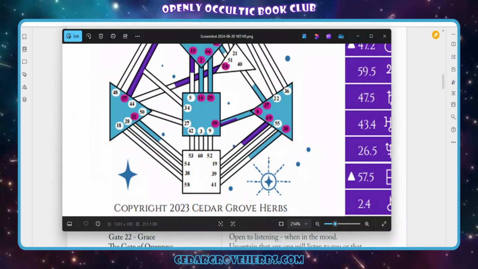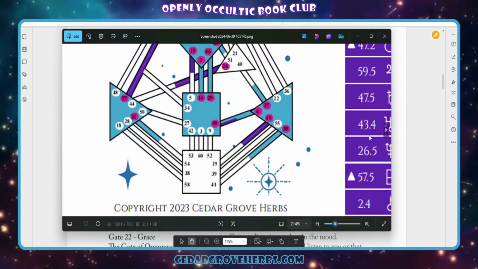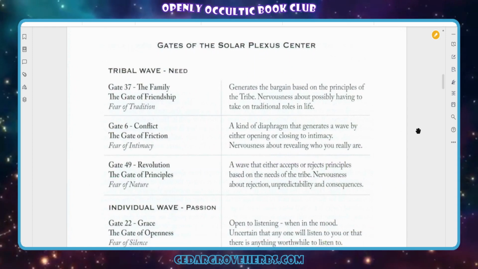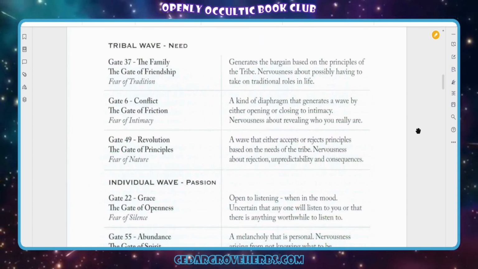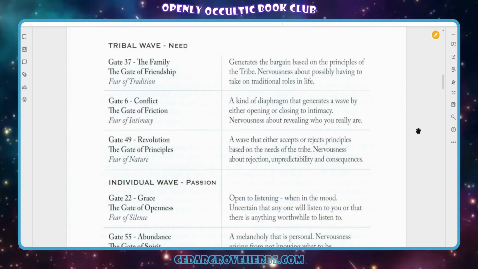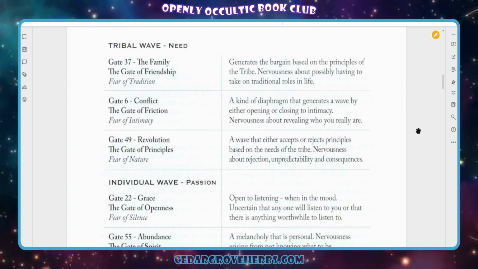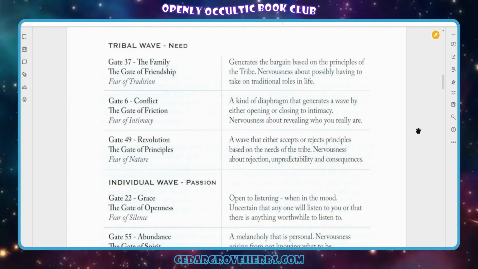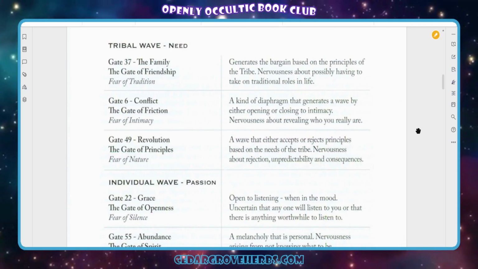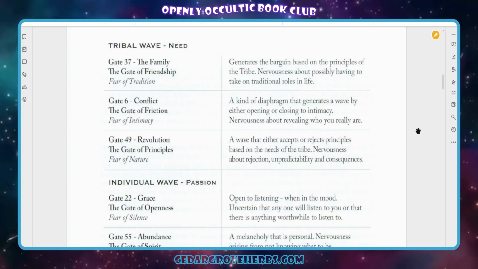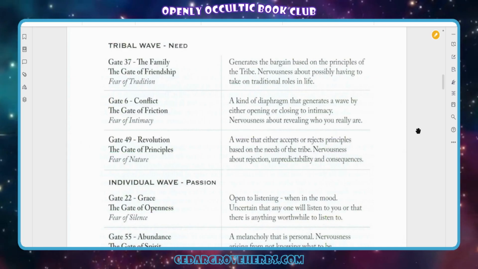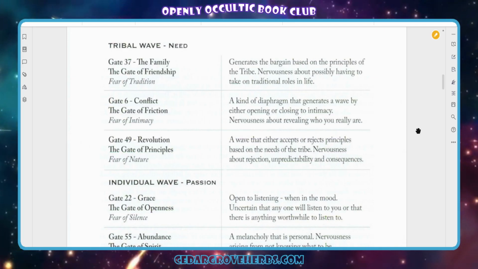And what was the other gate? Gate 49. Another tribal wave. Need. Gate 49, revolution, the gate of principles, fear of nature. A wave that either accepts or rejects principles based on the needs of the tribe. Nervousness about rejection, unpredictability, and consequences.